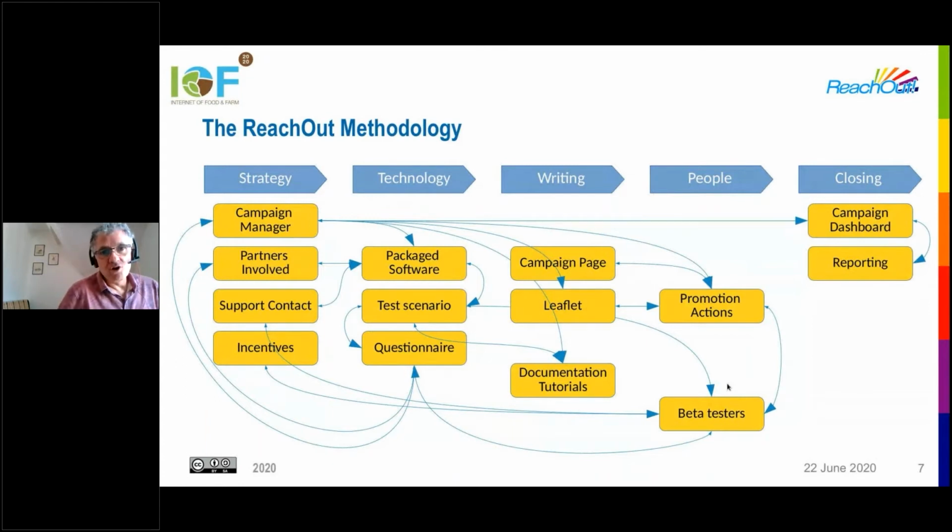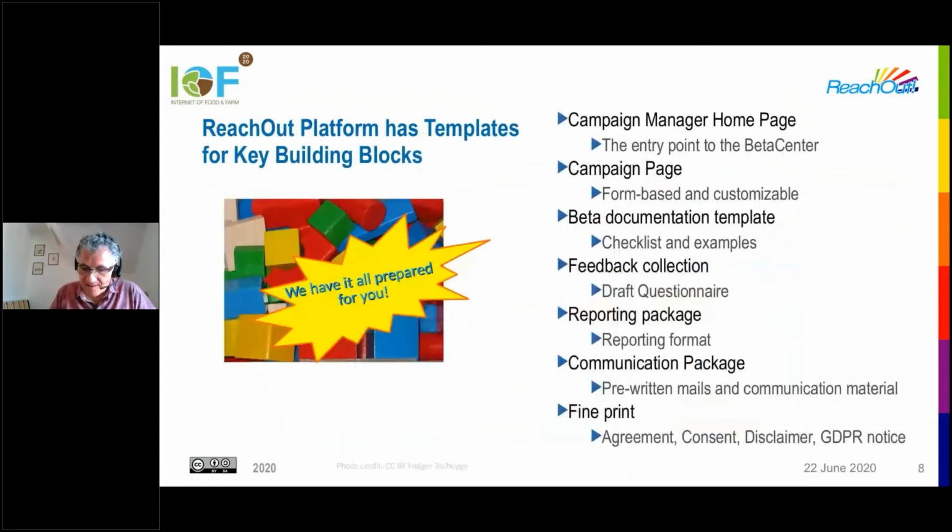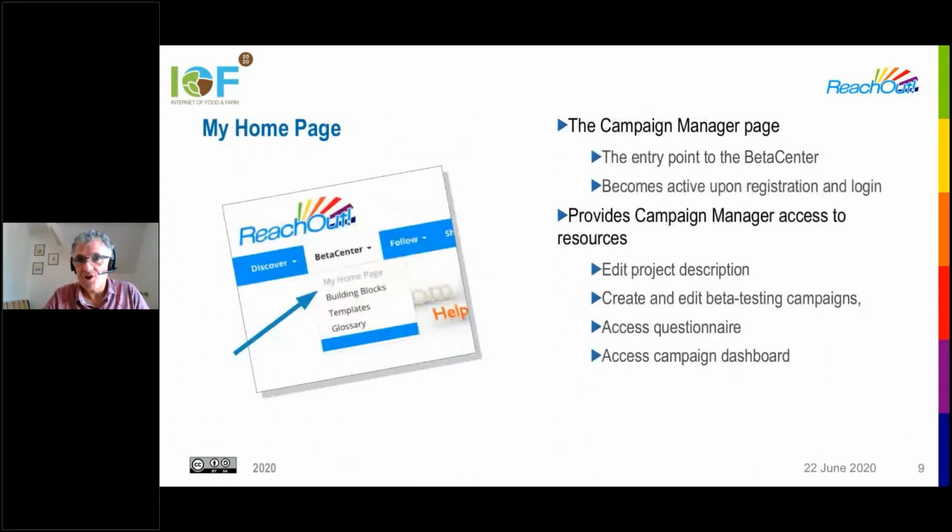With ReachOut, what we've done is we've prepared it all for you. There's a set of tools and templates for each of those building blocks. I will not go through them in detail here, and they're all grouped in what we call the beta center, which I will show you in a few seconds. The campaign managers, the people in charge of the campaign, can register on the beta center. It's open, with self-service registration, and then they are provided with their own campaign manager page from which they can access the resources that we provide them with.